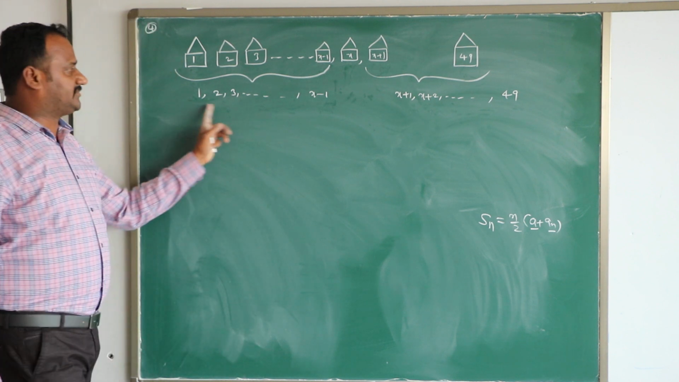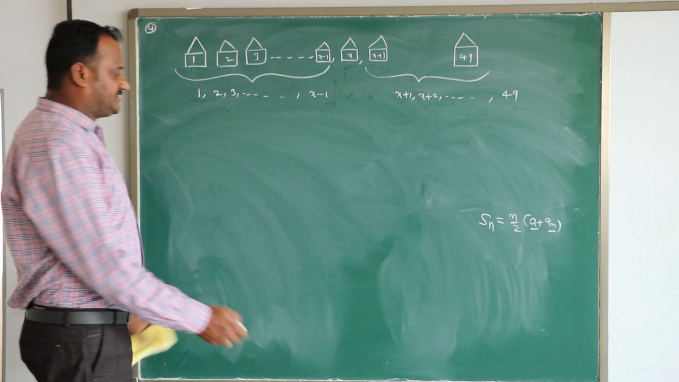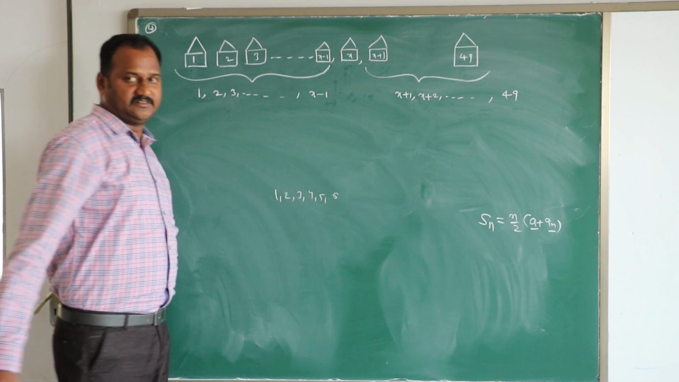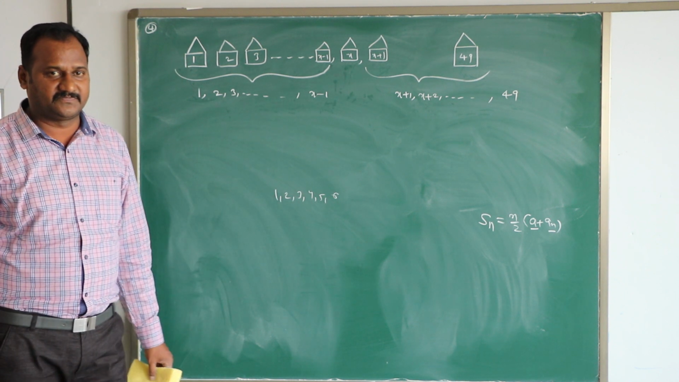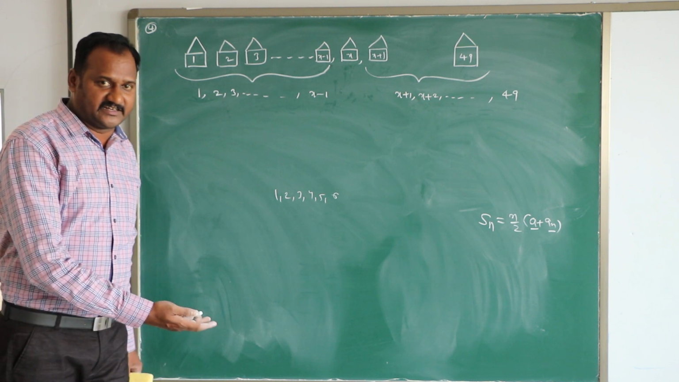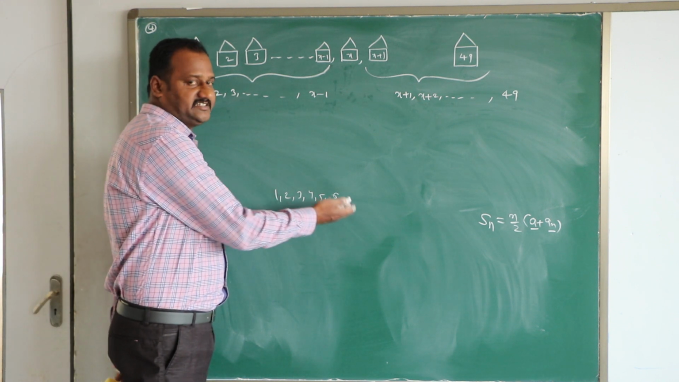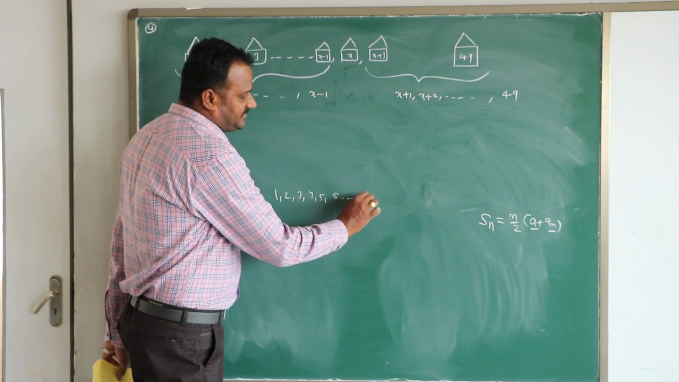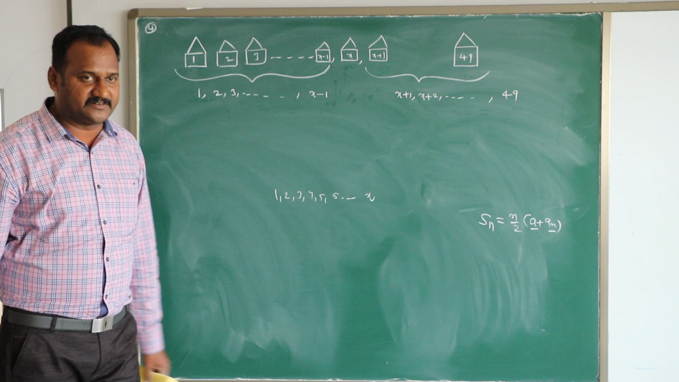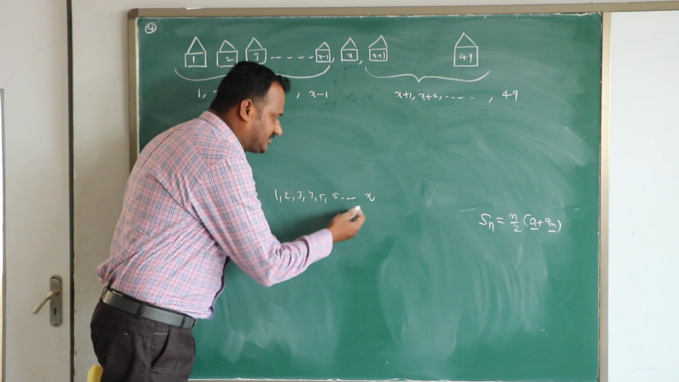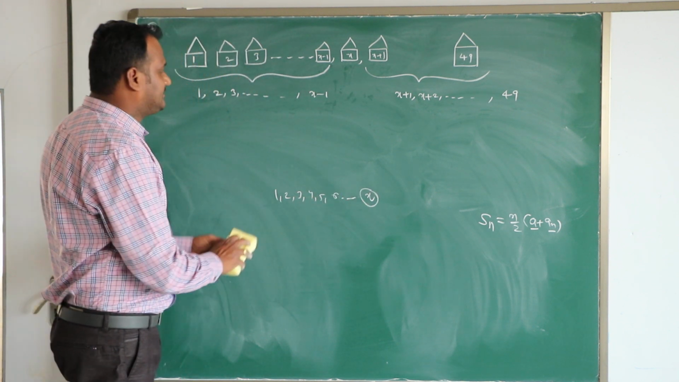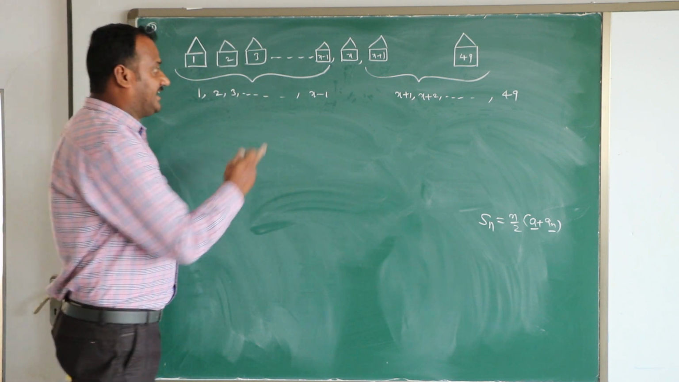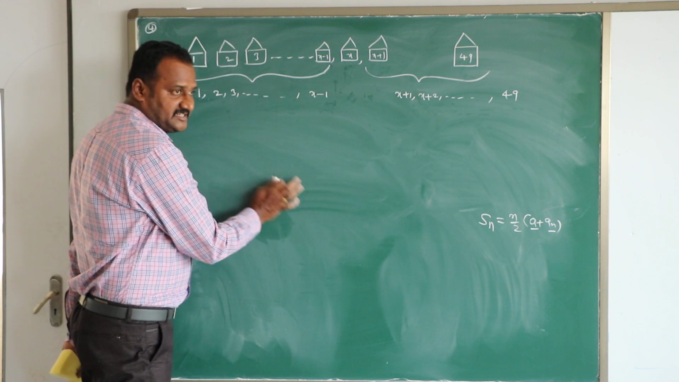Suppose your arithmetic progression is 1, 2, 3, 4, 5, 6. How many terms are there in this? 6 terms are there, right? First term is 1, second term is 2, like that, the sixth term is 6. For example, if the last term is some x, how many terms are there? According to this arithmetic progression, the last number would be x. Like that, how many terms are there in this arithmetic progression? x minus 1, because the last number is x minus 1, right?